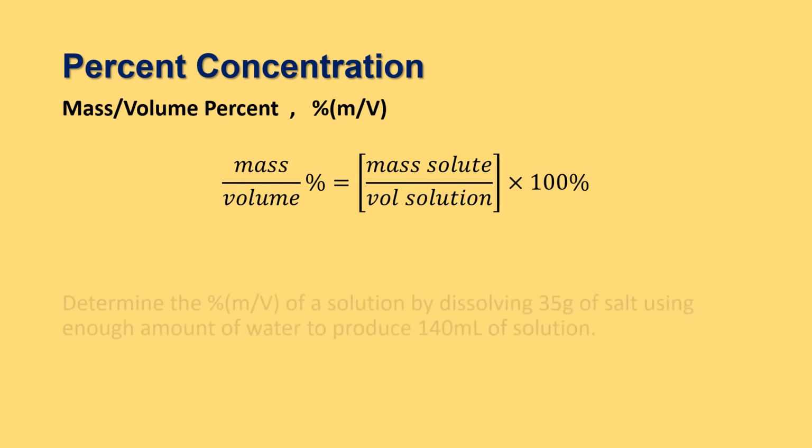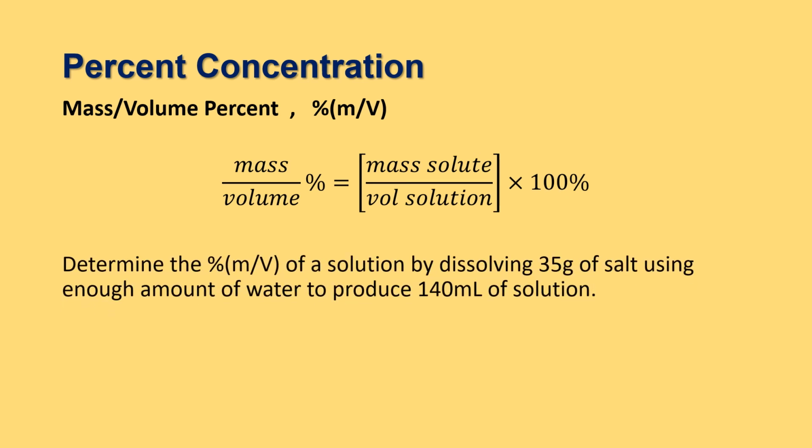of percentage. So let us determine the concentration of a solution in terms of mass volume percent by dissolving 35 grams of salt using enough amount of water to produce 140 ml of solution. So in this case, we have 35 grams of our solute, which is to be dissolved using water as our solvent, having enough amount of water until such time that we reach the volume of 140 ml for our solution.